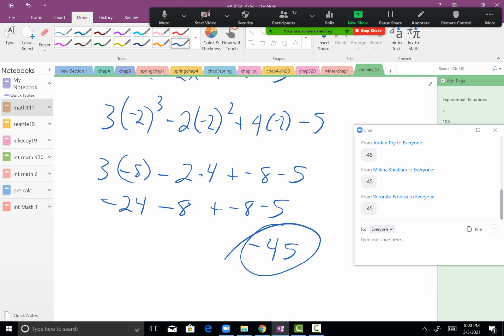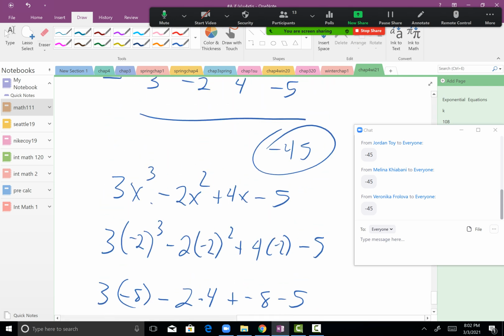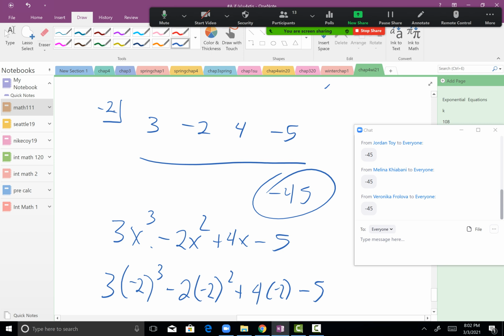Okay? So if we divide by a negative 2, then our remainder would be the same thing as this. We put that in for x. And it doesn't matter what number you divide by there. It's as if you put it in for x. Your remainder tells you that.